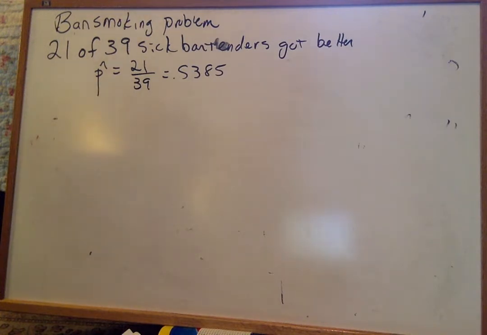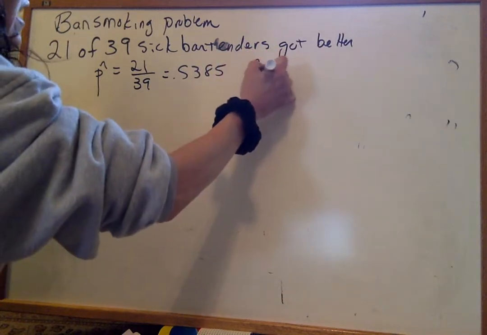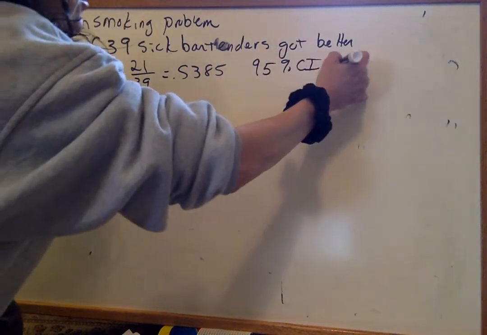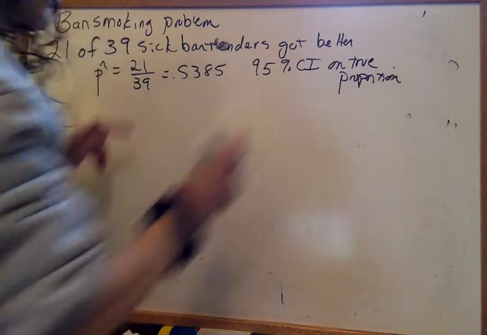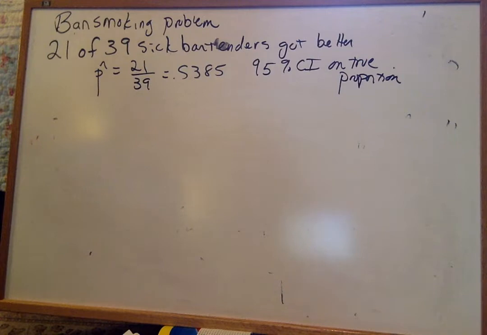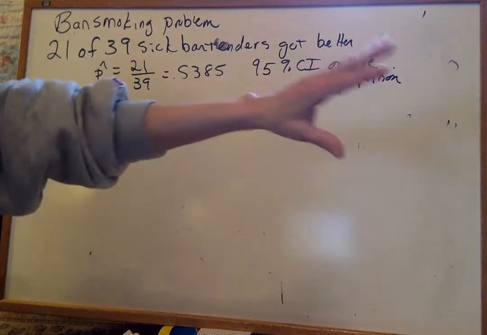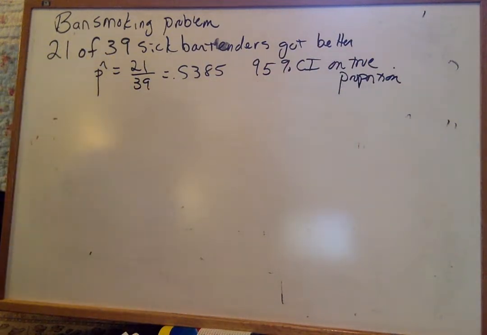That information where it says there's more than 400 bartenders, that was just them trying to say we did good statistics. We had plenty of bartenders to get a random sample from. So we're never going to use the 400 in this problem. The problem asks for a 95% confidence interval on the true proportion. We know what happened with those 39 bartenders. We want to make a statement about all of the sick bartenders.